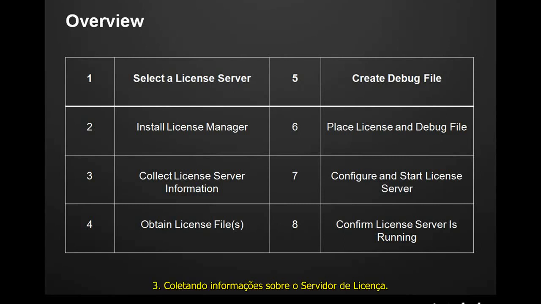Third, we'll need to collect the relevant license server information for the selected server. Fourth, we'll need to register our serial numbers and obtain the license file or files. Fifth, we'll need to create a debug file for the service. Sixth, we'll need to place the license file and debug file on the server. Seventh, we'll need to configure and start the license service on the server. And eighth, we'll need to confirm that the license service is up and running on the server.